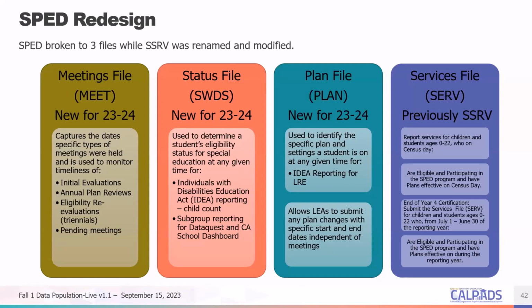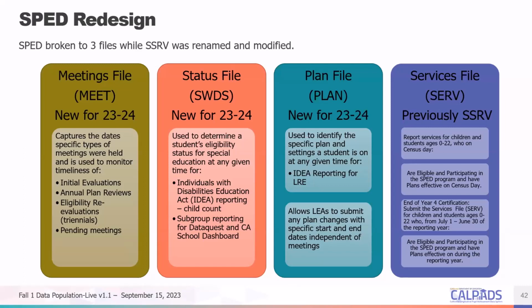The plan file type is intended to identify the specific plans and settings that a student is on at any given time. This is again intended for IDEA reporting and allows LEAs to submit any plan changes with specific start and end dates independent of meetings, which was not possible with the single SPED record used in previous years. Indeed, with the former SPED record, meetings and plans were thought of as relatively synonymous, but will have to be decoupled in our thinking of reporting data on students with disabilities in the future.